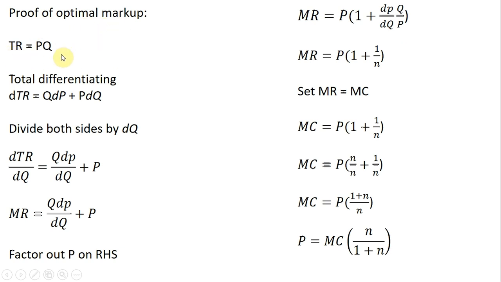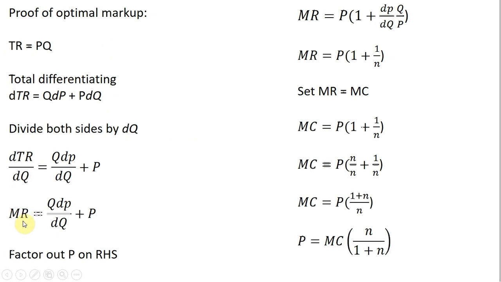So we start with total revenue, and we're going to totally differentiate that. So following the rules of totally differentiating an equation, we get this. I'm now going to divide both sides through by dq. That gives us this expression. So dq divided by dq cancels, and we're just left with p here.